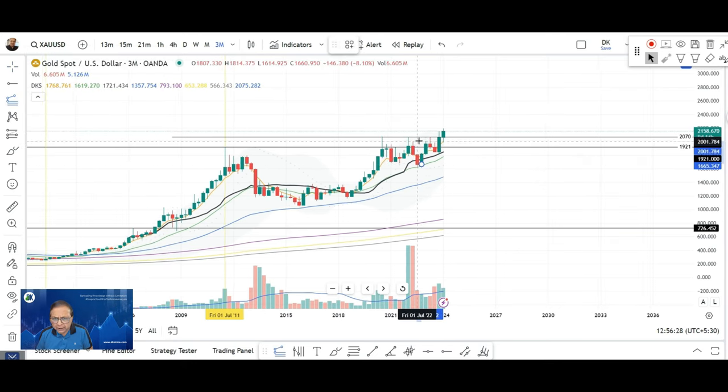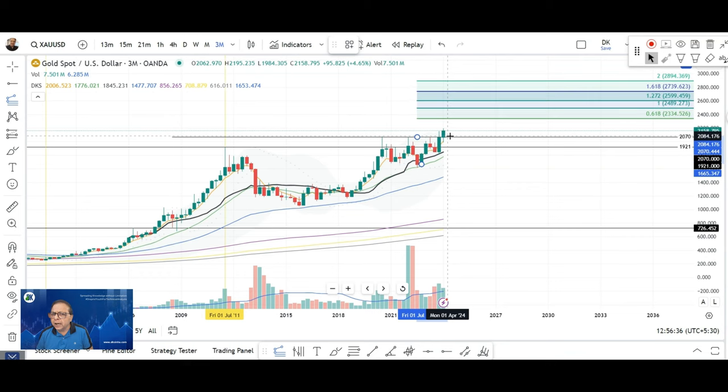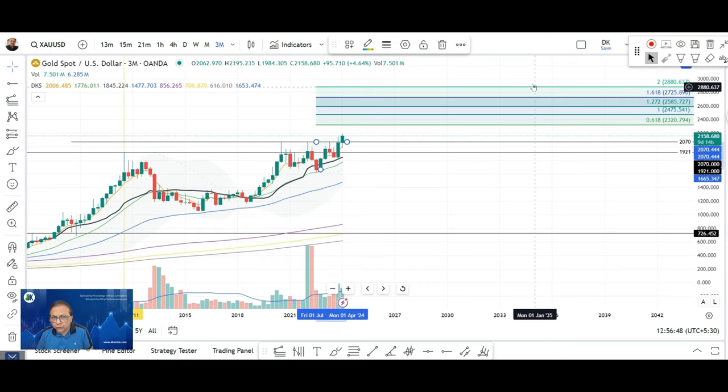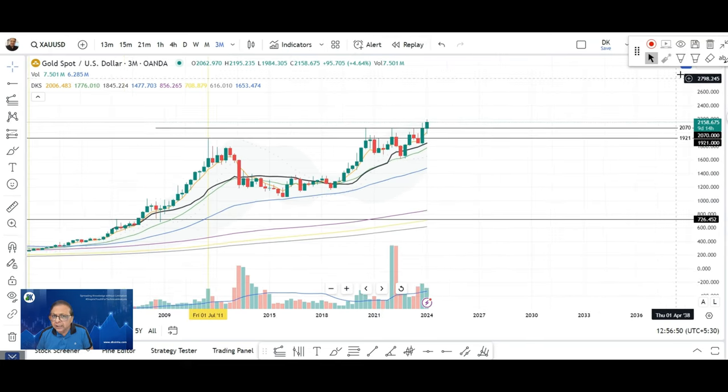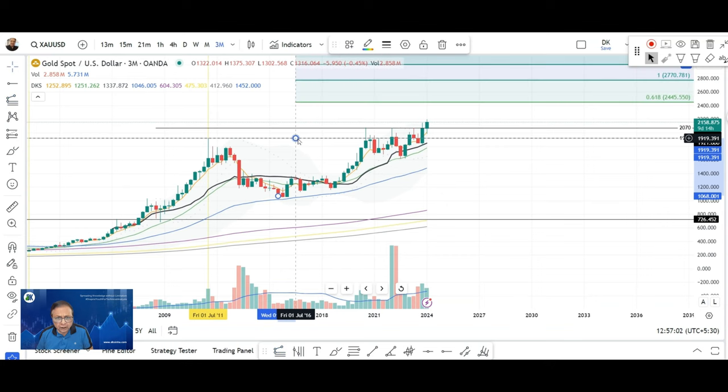So I am projecting the target of the cup and handle pattern. Projecting the target like this. So the target comes at around 2320 as the first target, and then $2,475 is the second target. So it looks very promising. But let us also calculate the target on the basis of this rounding pattern, to understand what could be the potential or possibilities in the gold price.